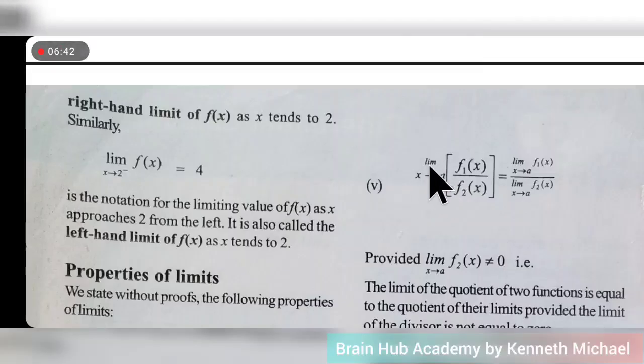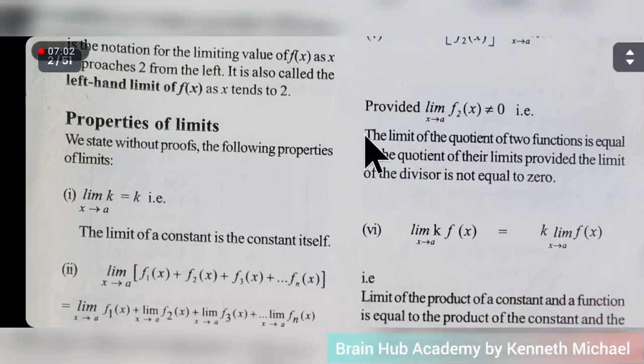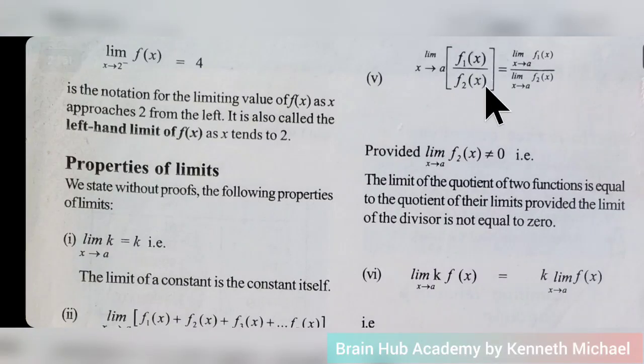Does it work? The limit as x tends to a constant of a function divided by another function can also be distributed over division. So you see that for the numerator you take the limit, and for the denominator you also take the limit. Now we say provided that the function occupying the denominator is not equal to 0, because if f2(x) is equal to 0, then all of this limit becomes undefined.